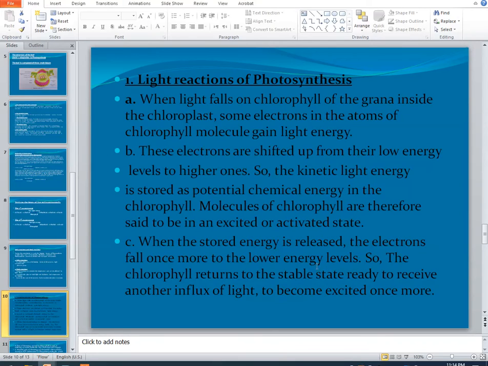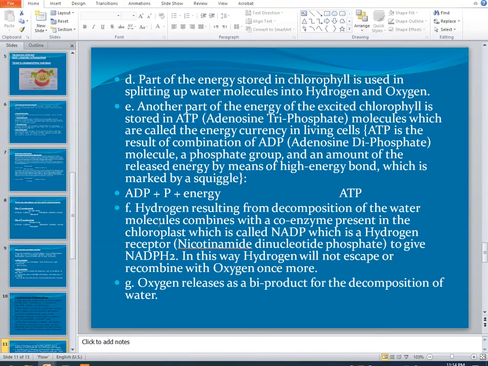When the stored energy is released, the electron falls once more to the lower energy, so the chlorophyll returns to the stable state, ready to receive another influx of light to become excited more than once. Part of the energy stored in chlorophyll is used in splitting water molecules into hydrogen and oxygen, and the oxygen is released from the photosynthesis process. Another part of the energy of chlorophyll is stored in ATP.